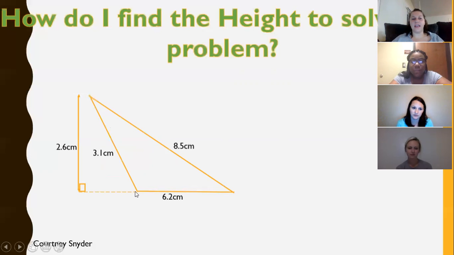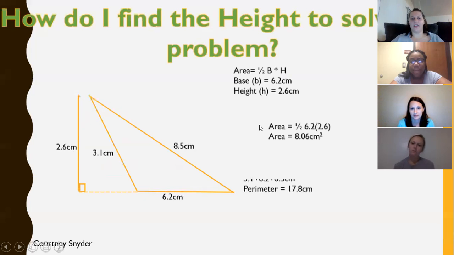So we just extend the base, this bottom portion, out as a dotted line. We're not changing the triangle in any way. We're just extending the line out and then a line up to make our own right triangle. And this line is going to stop at the highest point of our triangle. That measurement would be 2.6 centimeters, and that is what we plug in for the height to find the area of this triangle.